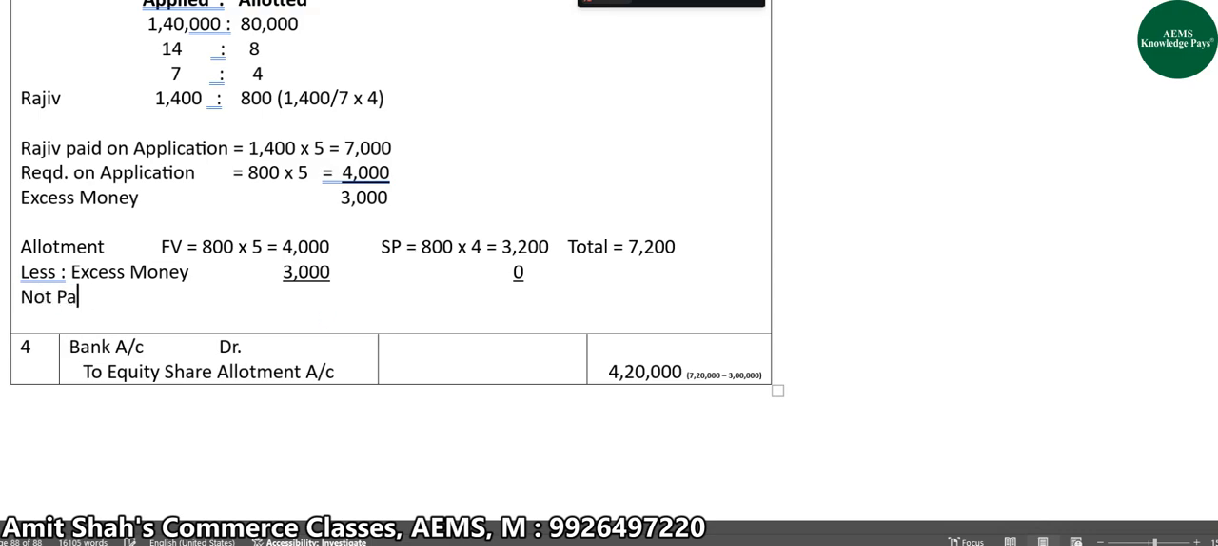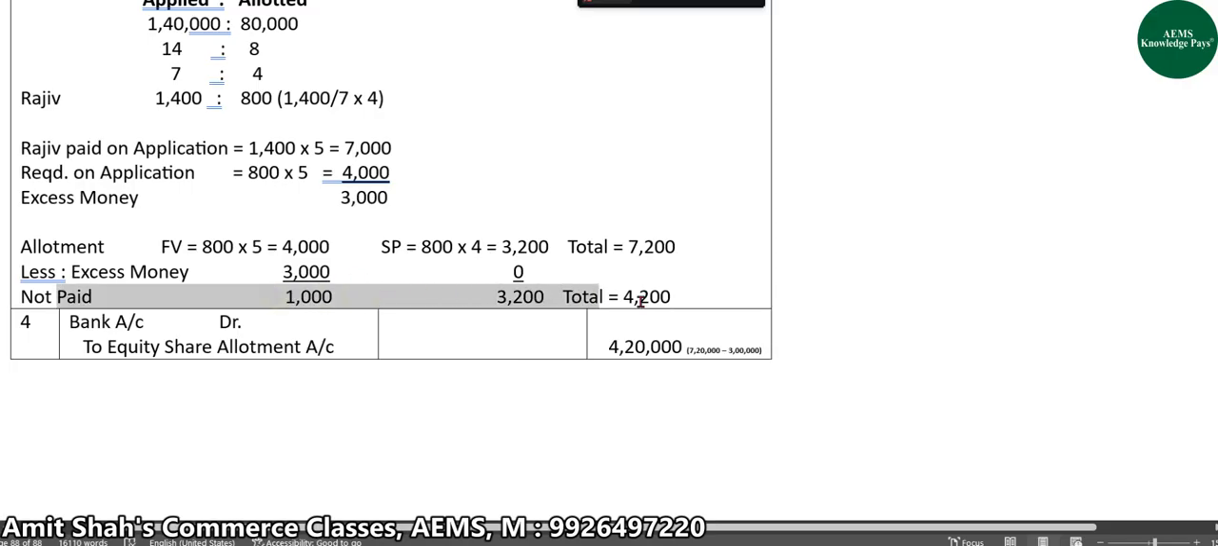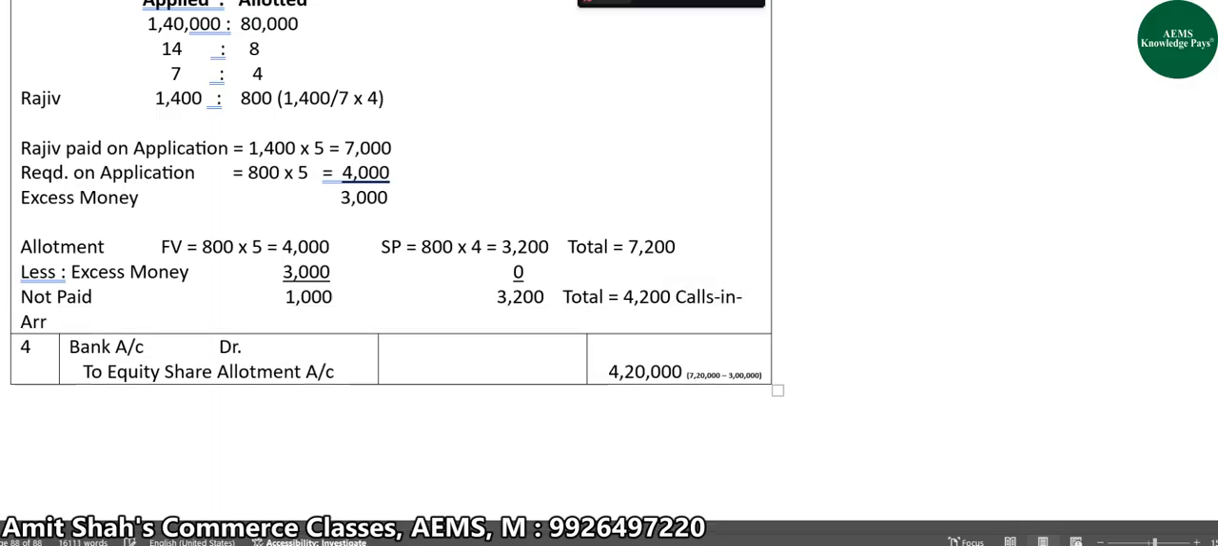So how much Rajiv has not paid on allotment? 4 minus 3, 1000 of face value, and 3200 minus 0, that is 3200 of securities premium. That is 4200 in totality he has not paid, out of which 1000 is of face value and 3200 is of securities premium. We need this kind of classification because we will use it in the forfeiture entry. So this 4200 would be used as calls in arrears.